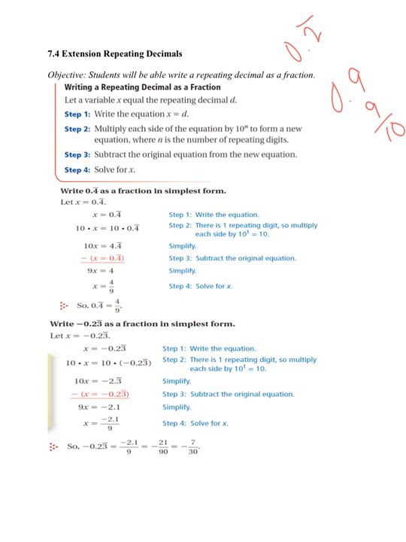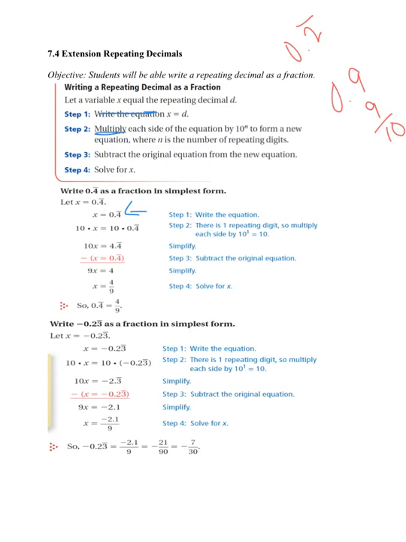So you let your variable x equal the repeating decimal d. So write your equation as x equals d, whatever your repeating decimal is. We'll look at this first example and I'll walk it through. So x is equal to 0.4 repeating. So 4/10 repeating.